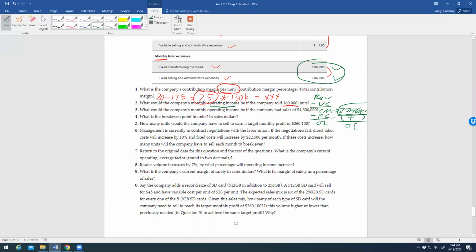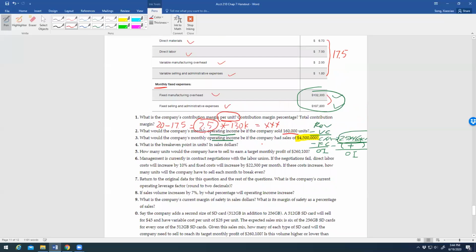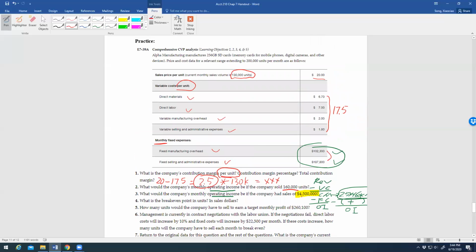Question 3. Okay, look at question 3. It asks what would be your operating income. Still asking about operating income. But the question now says if your total sales are $4.5 million, okay? How do we get this one? Think about this. We have the revenue, we know the revenue is 4.5 million. But do we know the variable cost?